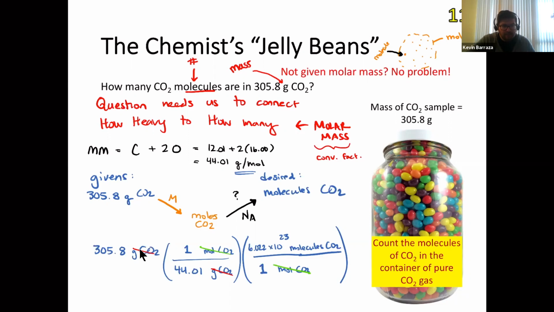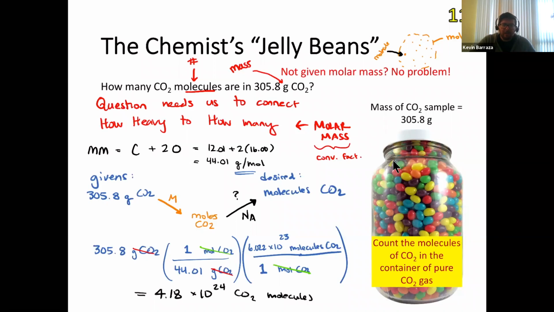That means I just need to plug this into my calculator. 305.8 times 6.022 times 10 to the 23, enter. Divide by 44.01. What we should get is 4.18 times 10 to the 24 CO2 molecules. So there are a lot of jelly beans in this jar. That's what we take away from this problem. There are quite a few jelly beans floating around. But this is how we calculate the answer.